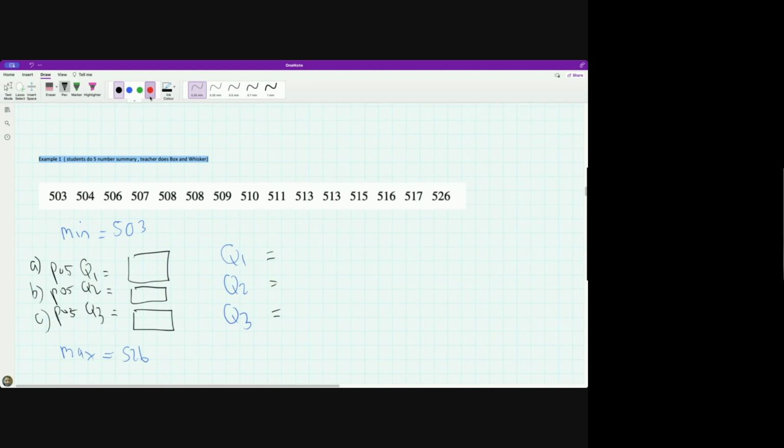Let's count what n is. 6, 7, 8, 9, 10, 11, 12, 13, 14, 15. N is 15.